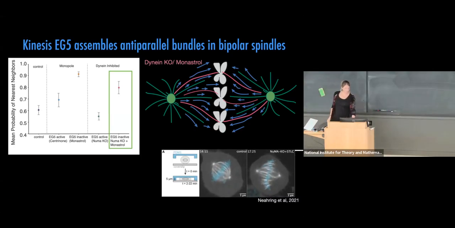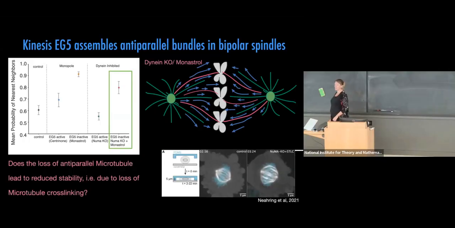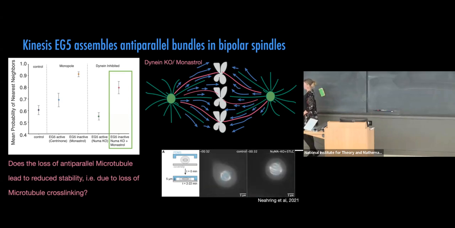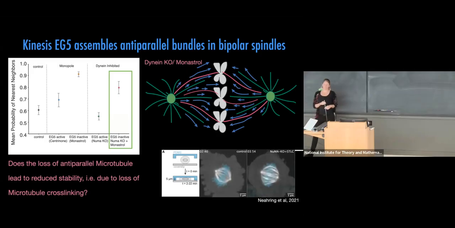And so what we're thinking is, is this actually because those spindles are mainly composed of parallel microtubules instead of antiparallel microtubules? And if a spindle has more parallel microtubules, you lose a lot of the cross-linking ability. And that could actually affect the stability of a spindle and explain why those spindles are mechanically much more fragile.